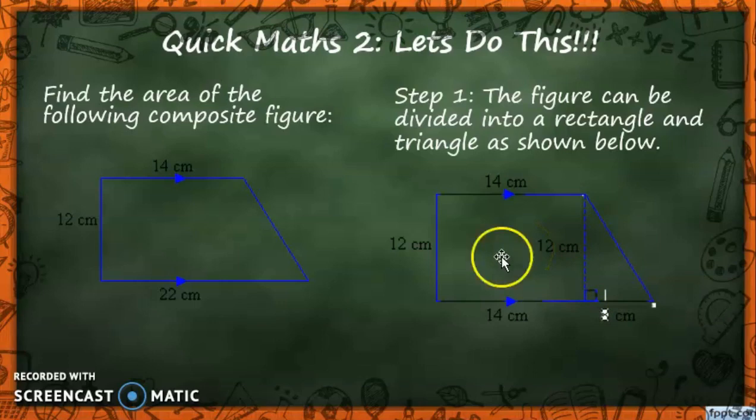This dimension here is 8 centimeters. Why? Knowing that 22 is here, as you can see, we simply take away 14 to get the missing dimension here. That's how we get 8 centimeters. And the height, as you can see, is 12. Let's move on.